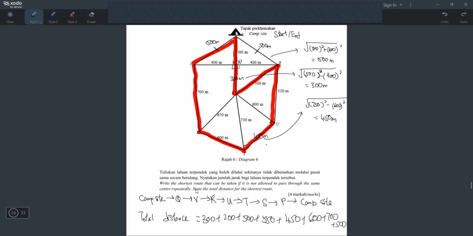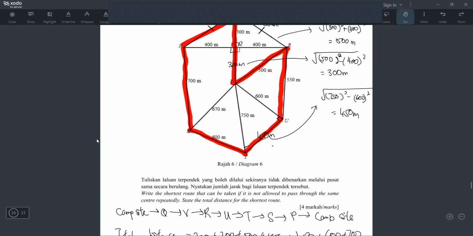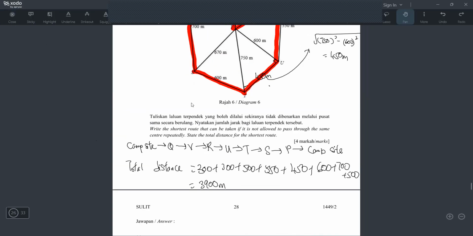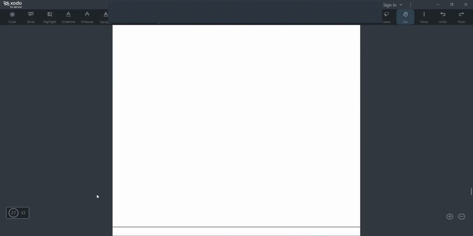Okay, now we can press the calculator. 300 plus 300 plus 500 plus 550 plus 450 plus 600, 700, and 500. Okay, my calculator gives me 3900. So don't forget to write the unit. I believe it's meter, right? Yeah, meter. Everything is in meter. That's the answer.